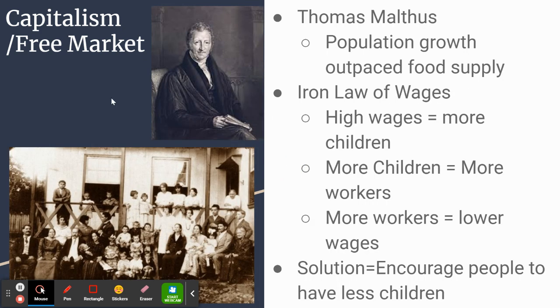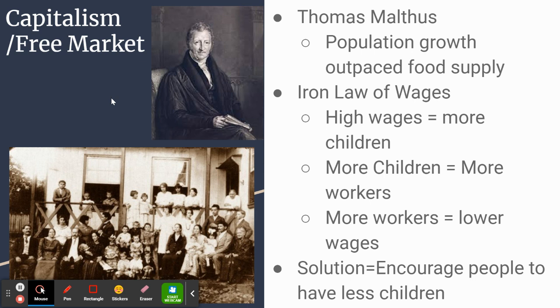Thomas Malthus was a very important supporter of the free market. He had this idea that one of the reasons that the working class had so many issues was that they were having too many children, that the population would always outpace the food supply. It was kind of like a cyclical system, and that's called the iron law of wages, where when people have high wages, they have a lot of children. More children eventually grow up to be more workers.